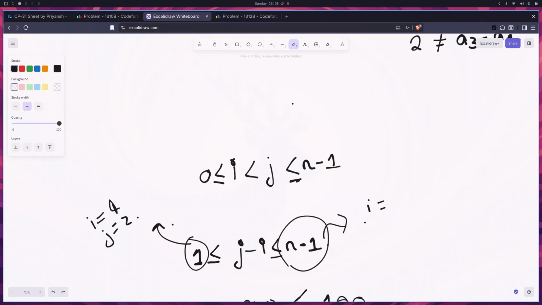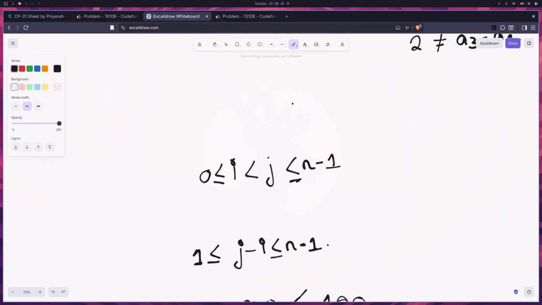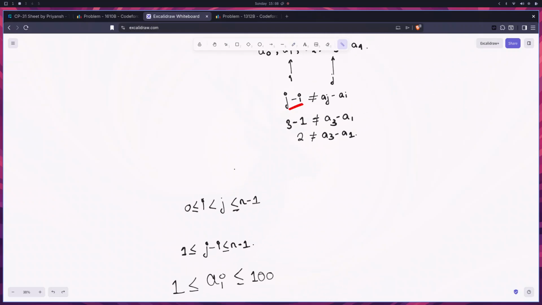So as we know that the difference of positions lies from 1 to n minus 1, what we need is that these differences should not be equal to the difference of the values present there.